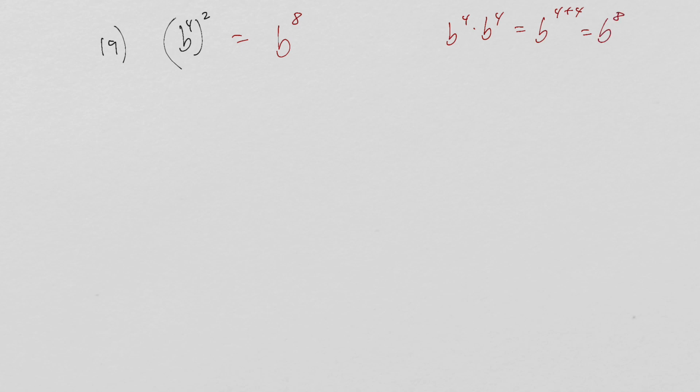Number 19 is b to the 4th squared. Now, whenever you're raising an exponent to yet another exponent, you're multiplying, and you get b to the 8th. And you can think of it another way. Something squared means something times itself. So you can see now that this is b to the 4 plus 4, which is b to the 8th. But the shortcut rule is when you raise an exponent to another exponent, you just multiply.